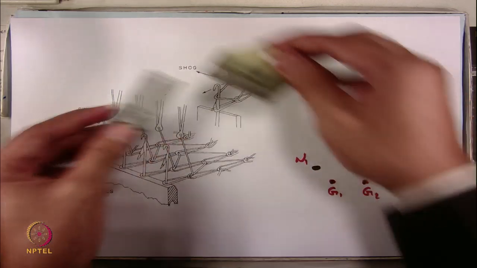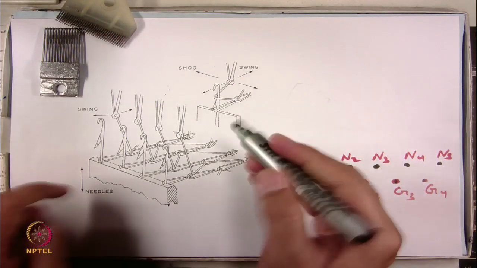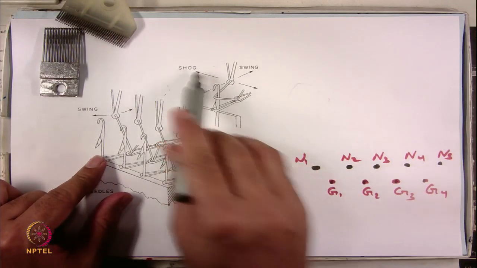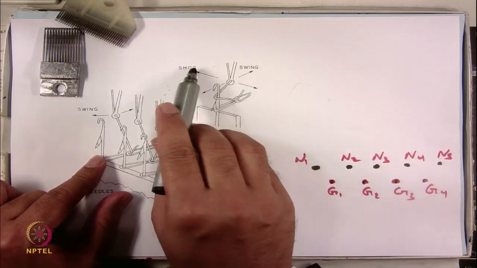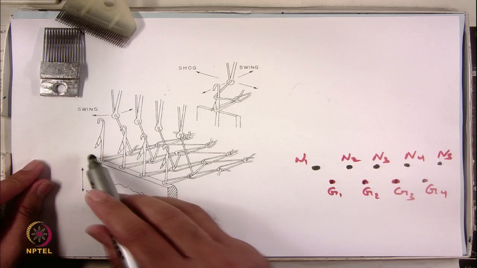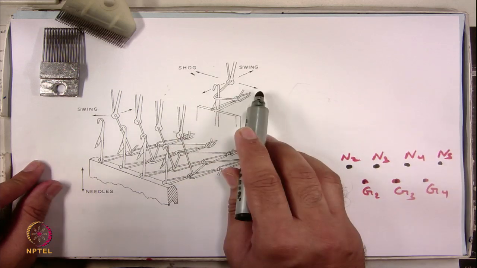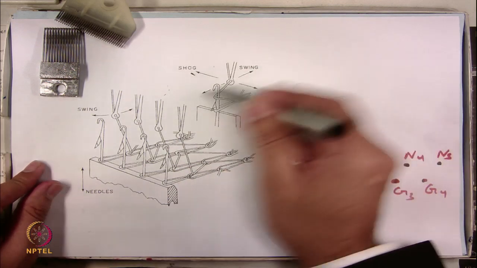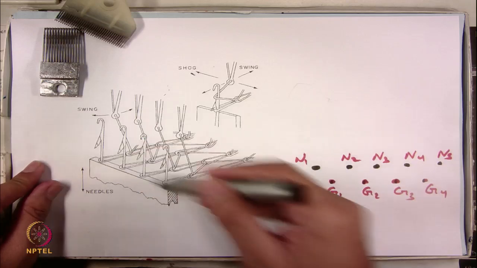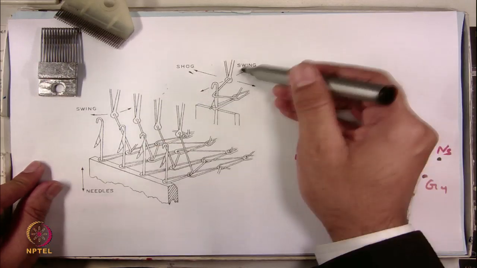This is how shogging and swinging are defined. If you see the arrow, the shogging motion is along the needle bar. This is the needle bar where needles are placed. In the direction of needle bar the movement is called shogging motion, and swinging motion is across the needle bar. So, you can see it here.